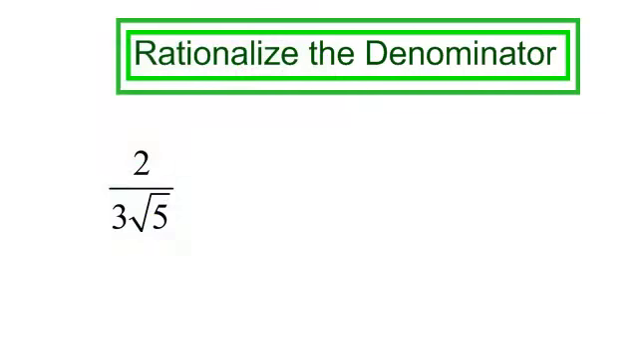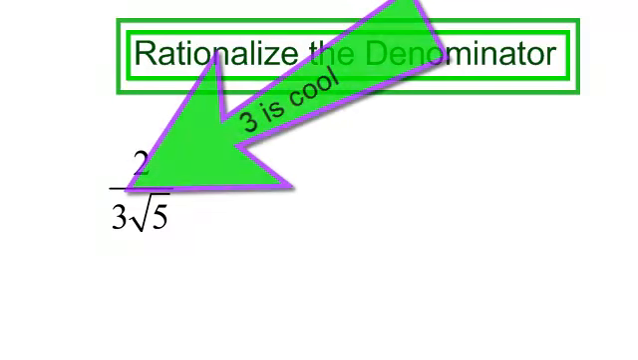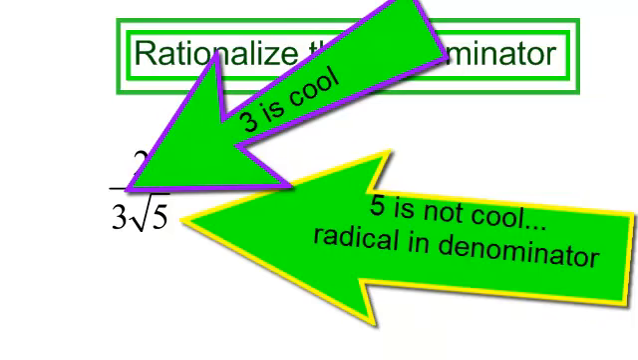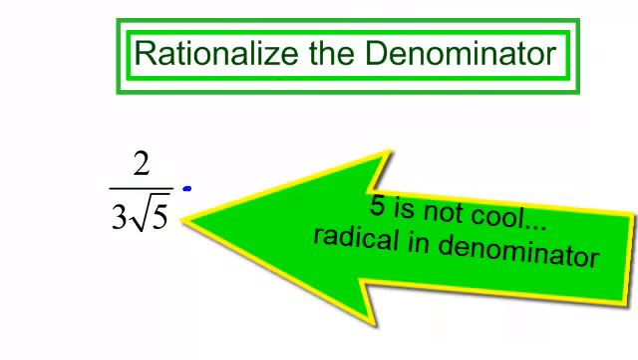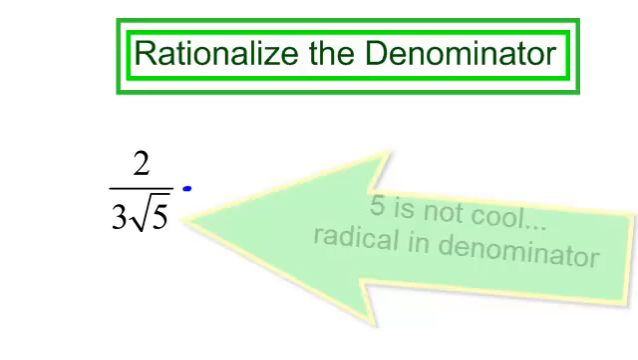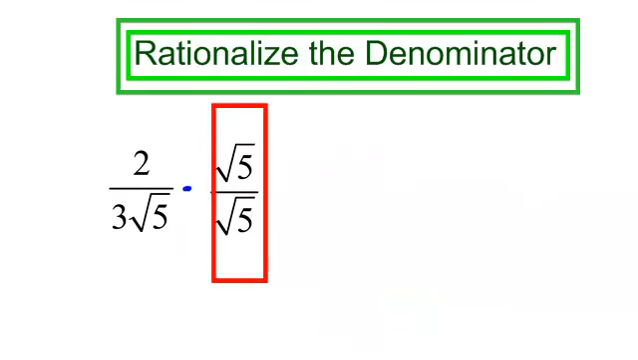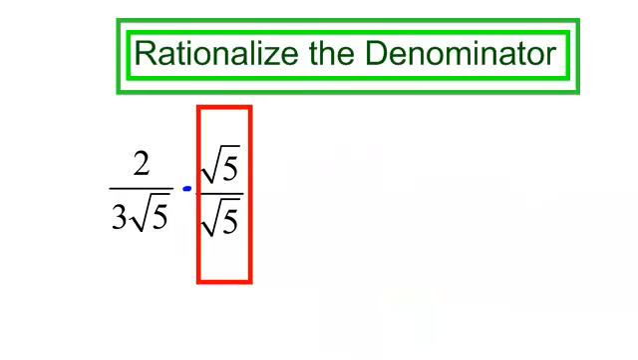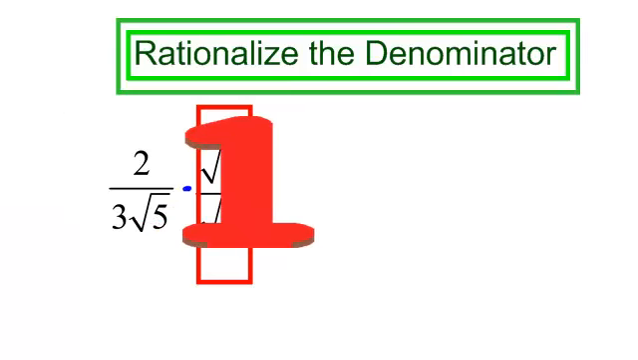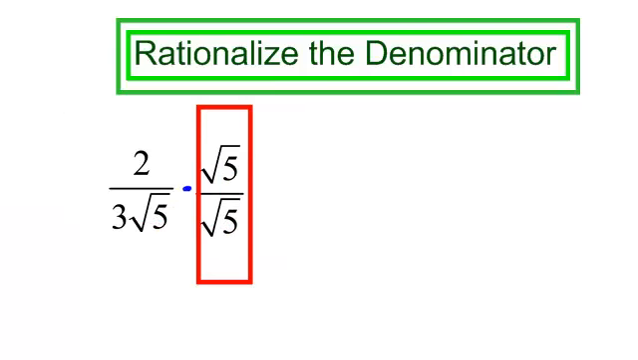2 over 3 radical 5. I do not want that radical 5 in the denominator. The 3 is okay. The 3 is not underneath the radical. So, what do you think I'm going to multiply this by? You've got it. I'm going to multiply it by radical 5 over radical 5. Remember, that is just 1. We are not changing the problem.